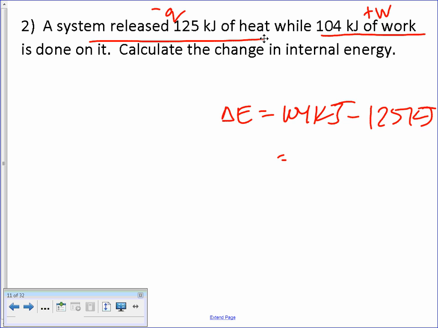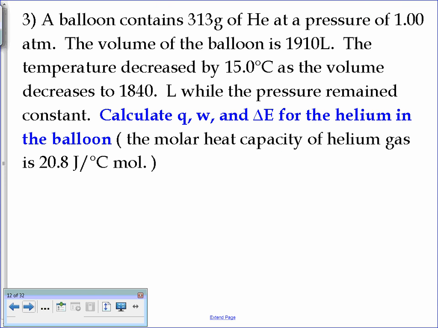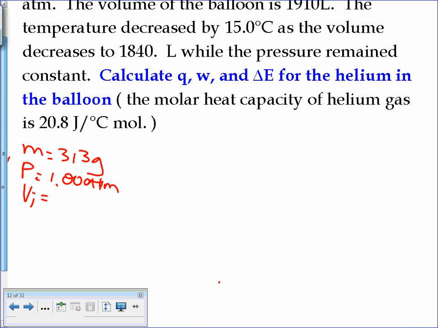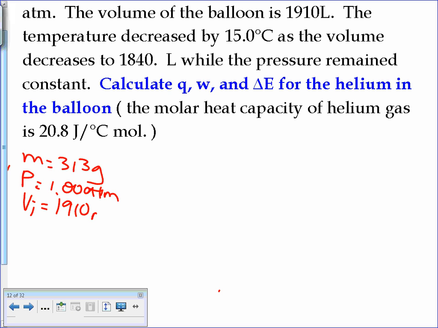Then tell me on the next one, this is the one I actually want to get to. This one is going to encompass all the knowledge you've gotten so far today. A balloon contains 313 grams of helium. I'm just writing down my givens as I go. At a pressure of 1 atm, the volume of the balloon is, I'll say volume initial, V initial. Work through this one with me, guys. 10 liters.